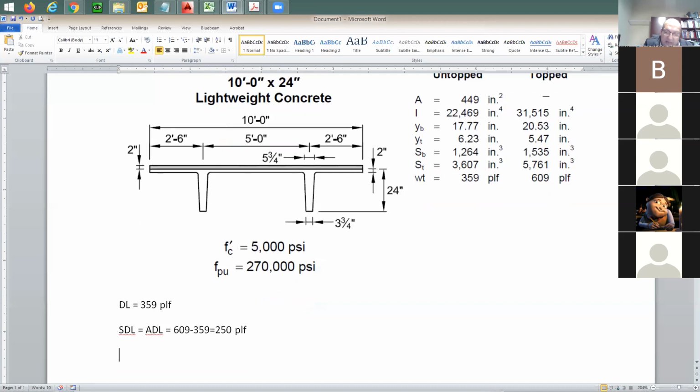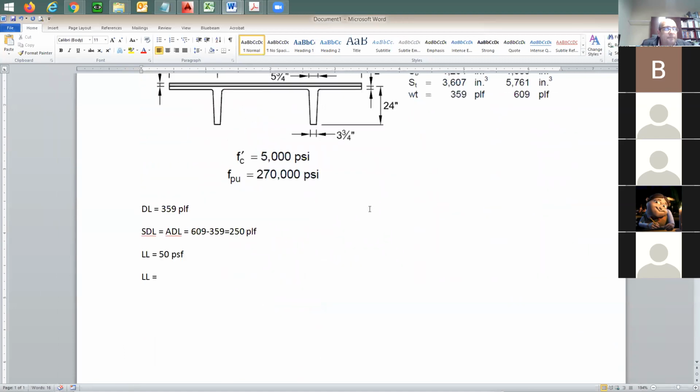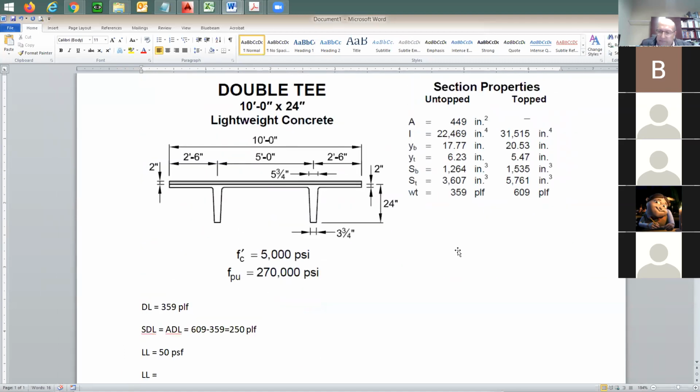If I tell you here that live load equals 50 pounds per square foot, can you tell me how much this live load is in terms of plf? Pounds per linear foot. Is this the span of the double T, or is the span in the other direction, perpendicular to the screen? Where is the span of the beam? Is it 10 feet? The width is 10 feet, and then the length is however long the double T goes. So the length is perpendicular to the screen, and this is the width of it.